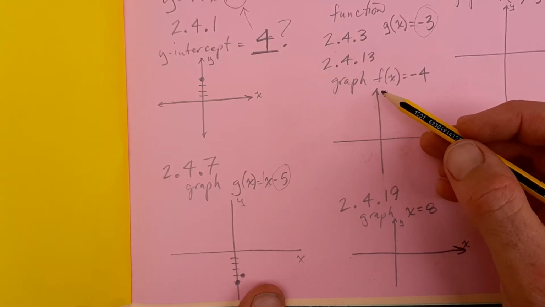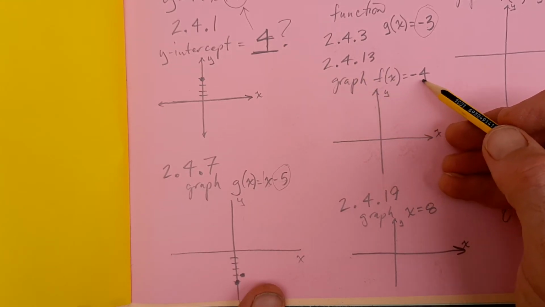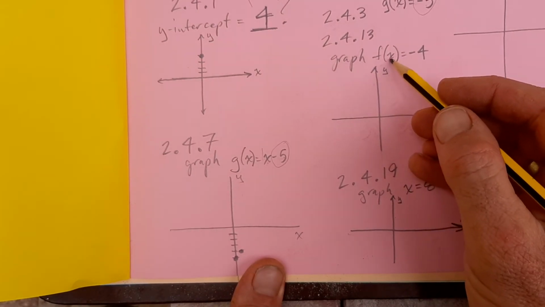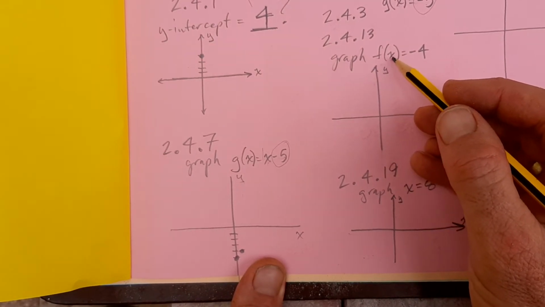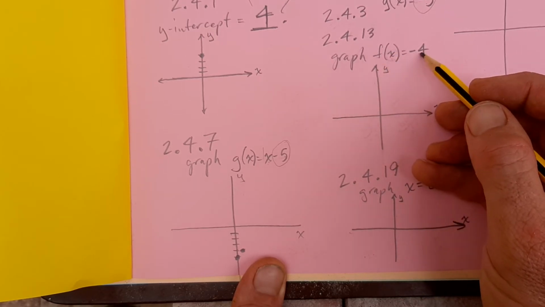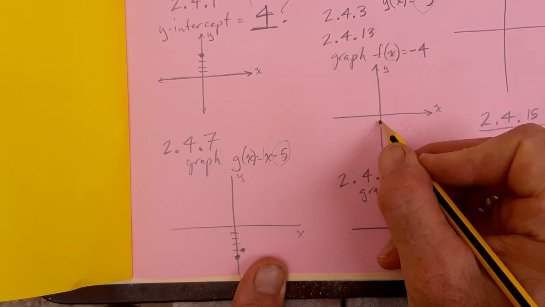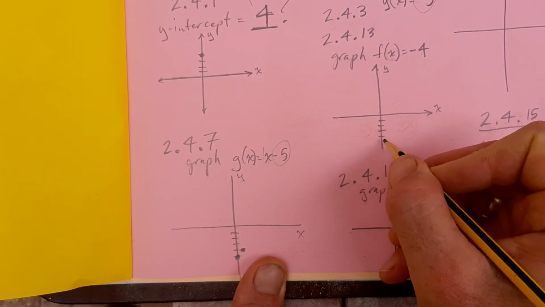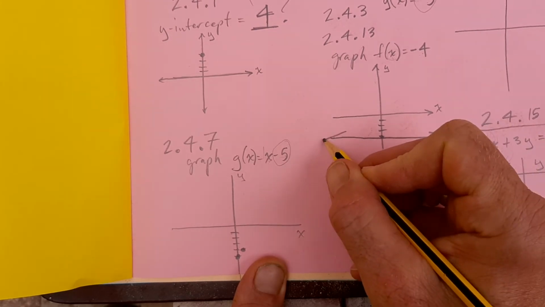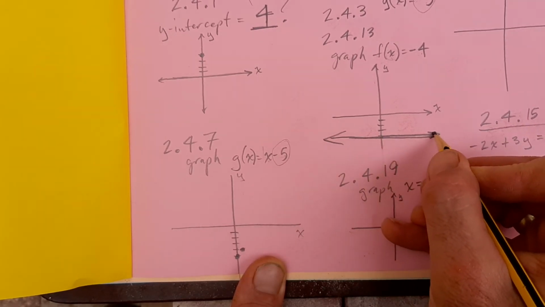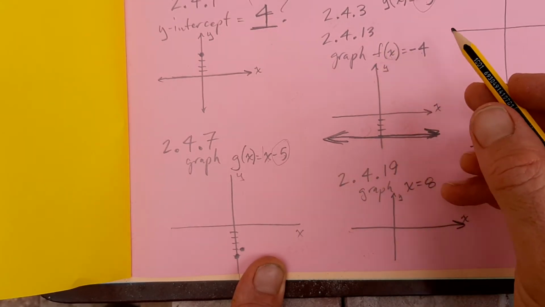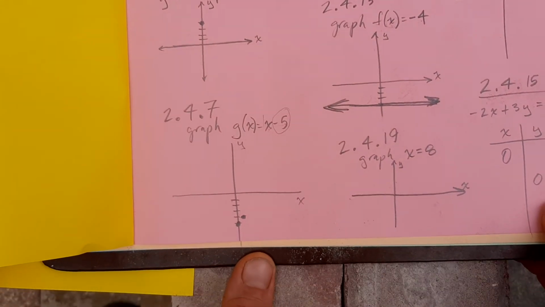Just like 2.4.13. Graph f of x equals negative 4. Well, no matter what x is, if I put in any x, 0, 1, 2, 3, 4, 5, negative 1, 2, 3, doesn't matter what I put in for x, I will get f of x equals negative 4. So the y value is always negative 4. So the function just looks like that, right through negative 4 with a slope of 0. A constant function has a slope of 0.